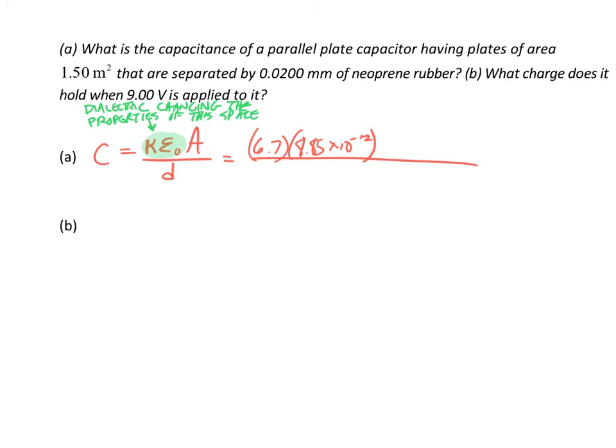Let's see. The area was 1.5. And separation distance of 0.02, but it's millimeters, so we've got to bump it up to meters. And you crunch all those numbers, and you'll get 4.4 microfarads.